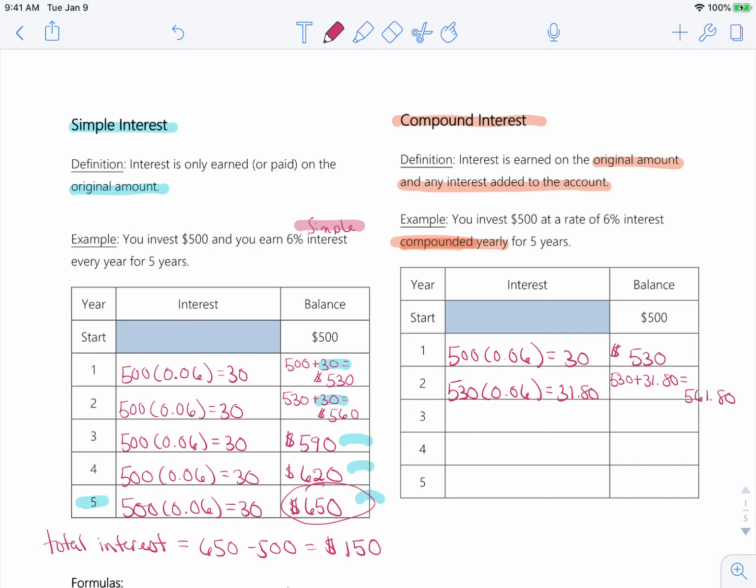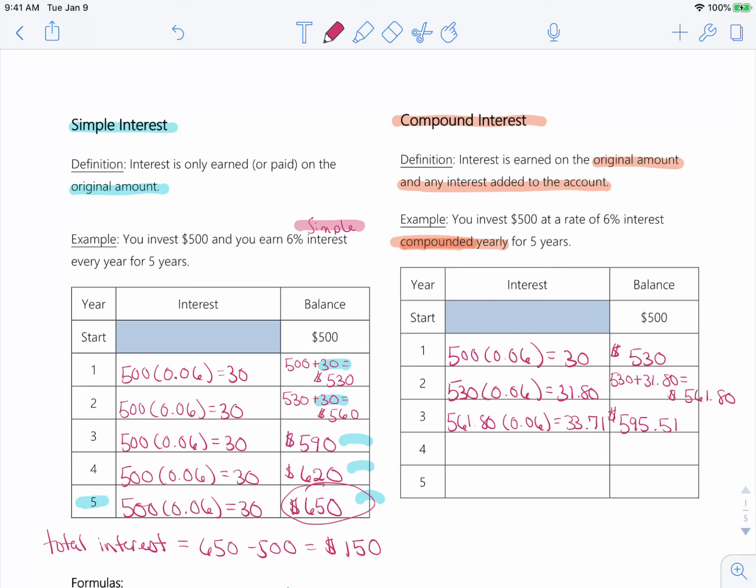All right. Well, now I'm going to do the previous year. So now I have 561.80, and I multiply it by the interest, and I end up getting 33.71. Well, if I add that to my previous year, and just because I'm running out of space, I get $595.51. And I should put the dollar sign. Please get in that habit. It is important.